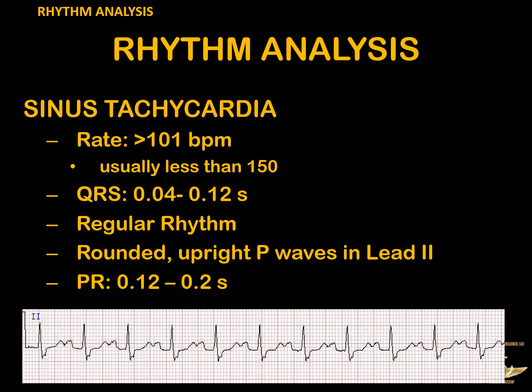Otherwise, this is going to be still normal. The QRS is going to be normal duration, the rhythm's going to be regular, and you're going to have a round upright P wave for every QRS complex in lead 2. And your PR interval is also going to be normal duration.